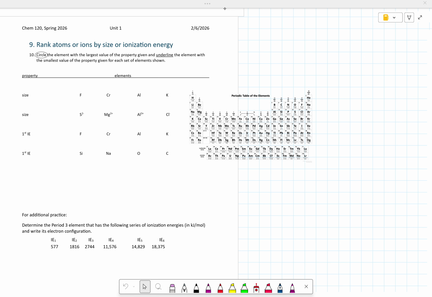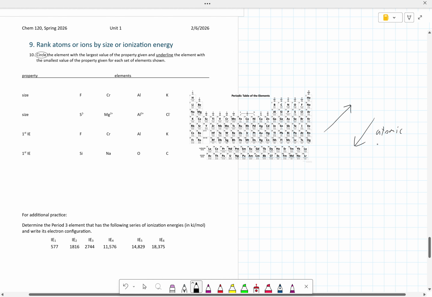Question 9 asks us to rank atoms or ions by their size or their ionization energy. So first, let's just remember our general trends. And the nice thing that I mentioned in class is that all of our trends are either kind of up and to the right or down and to the left. Atomic radii, size, is one of the ones that will increase as I go down and to the left.